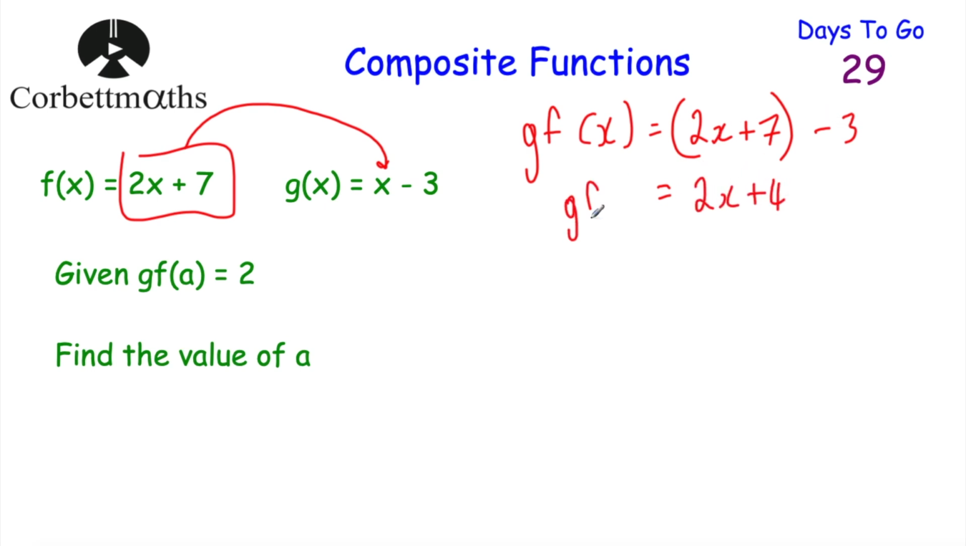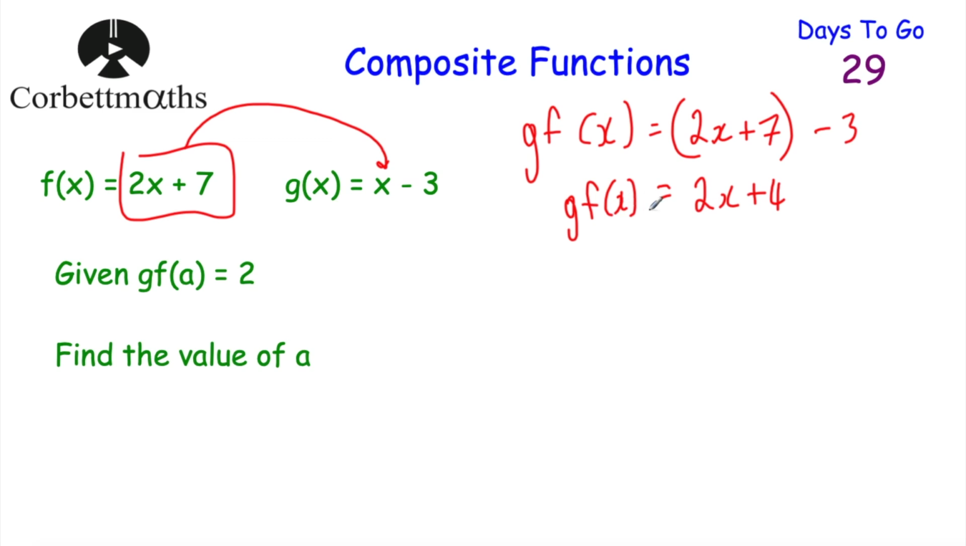So we've got gf(x) is equal to 2x plus 4. We've found the composite function, gf(x) equals 2x plus 4. Now we're told there's a particular input a, and when we apply the composite function, we get an answer of 2. And we've been asked to find the value for a.